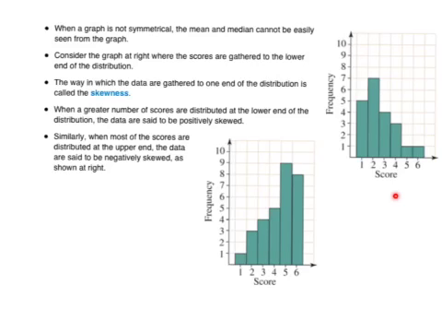Now if a greater number of the scores are towards the lower end, like this graph here, we say that this graph is positively skewed. However, if most of the scores are clustered towards the upper end, then we call this graph negatively skewed.